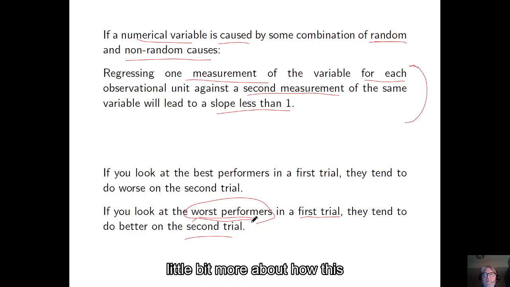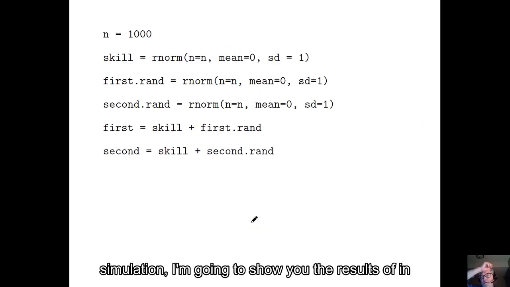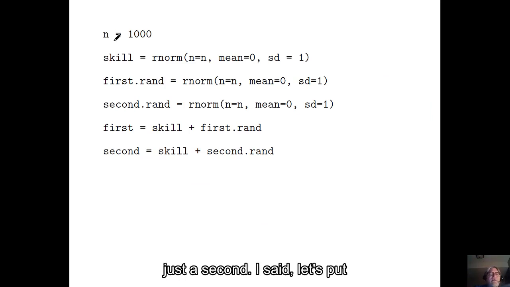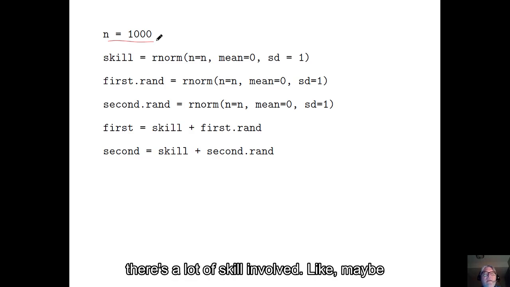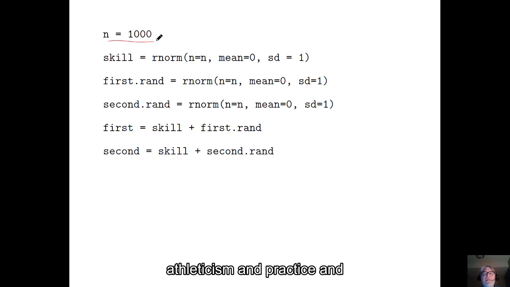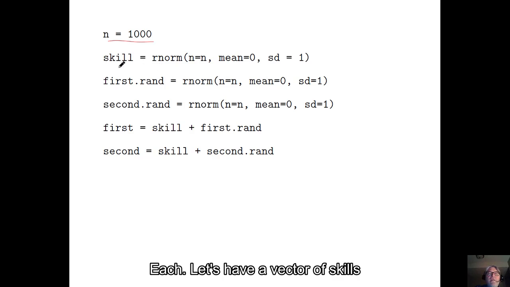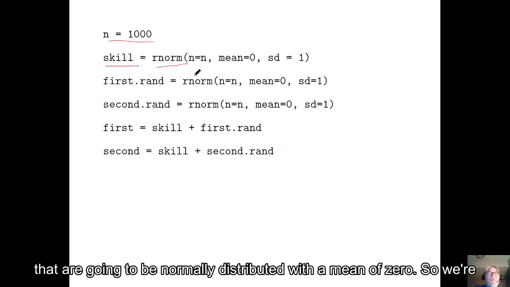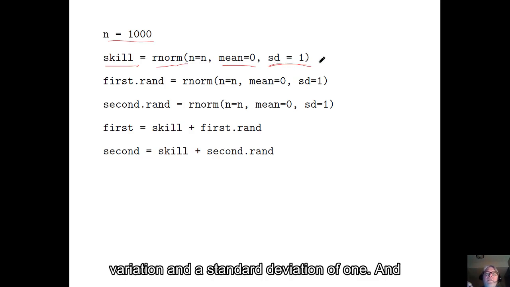So let's talk a little bit more about how this works, and hopefully I can convey what's going on here. I did a simulation, and I'm going to show you the results in just a second. I said, let's simulate 1,000 data points, and I'm going to think about something where there's a lot of skill involved, like maybe running a race. There's a lot of athleticism and practice, and not everyone can run at the same speed. So let's have a vector of skills that are normally distributed with a mean of 0, so it's a standard normal, and a standard deviation of 1.